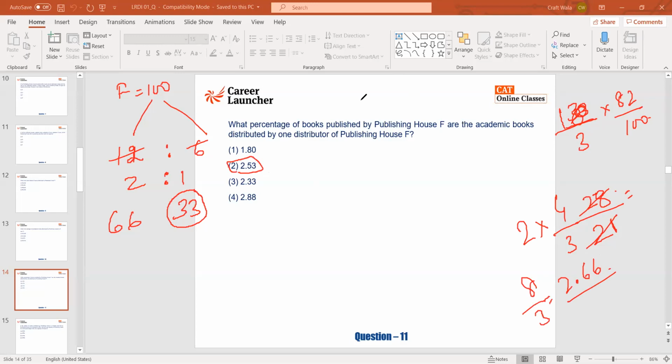Is this clear? So again, I used approximation here. I didn't calculate the exact number, right? Because the question is asking what percentage of books. So I started with 100 itself. Let's assume it is making 100 books, out of which how many will be academic, how many will be non-academic, right? Then from that, how much will be distributed? Then next, how much will be distributed by each distributor?